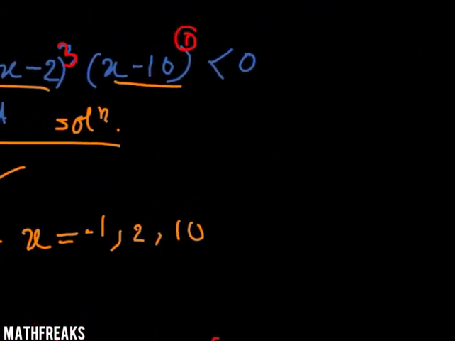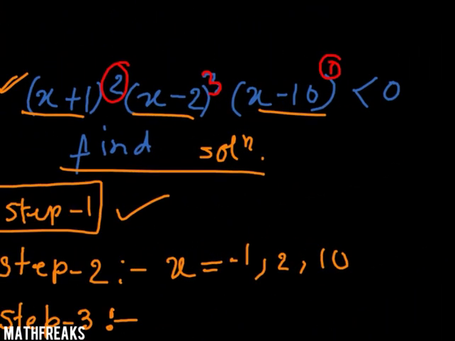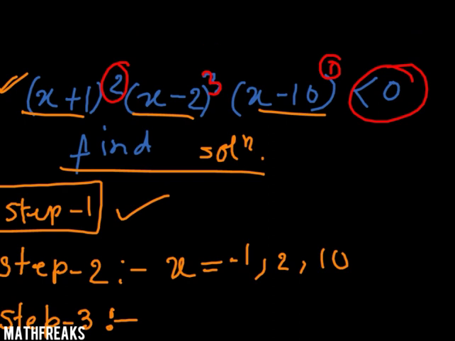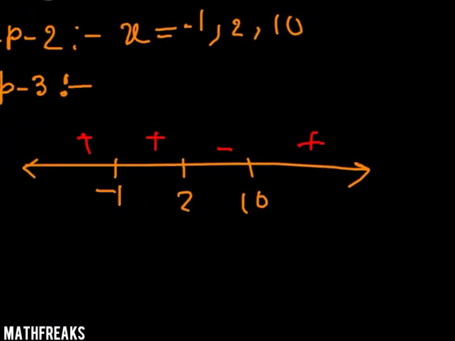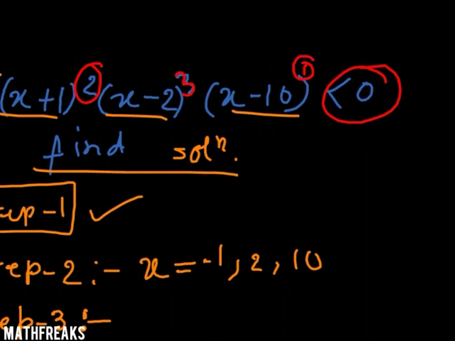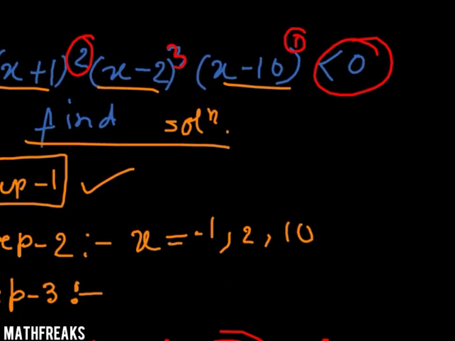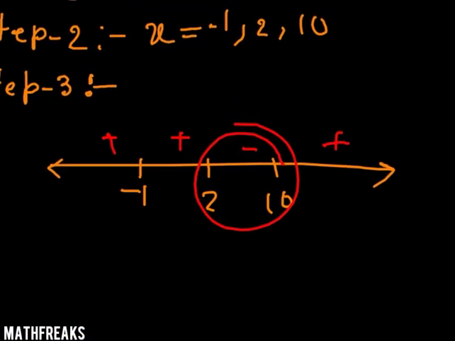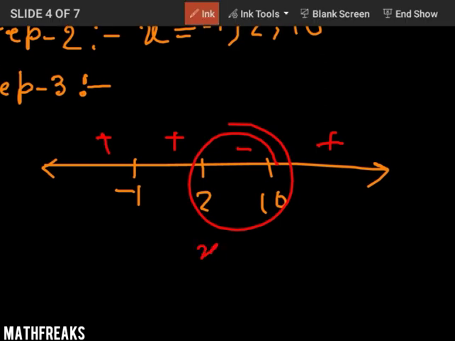Now again look at the inequality. The expression is less than 0, so we have to take the negative region, right? So we find that the only negative region is between 2 and 10, correct? Since it is only less than 0, not equal to 0, we have to use the open brackets. So finally you can write your solution as x belongs to (2, 10).